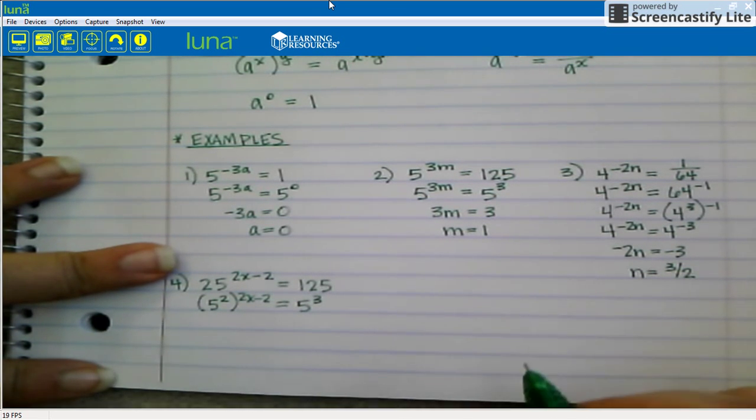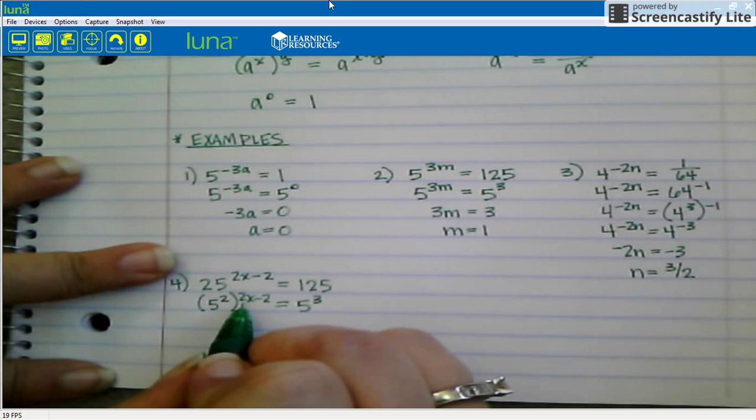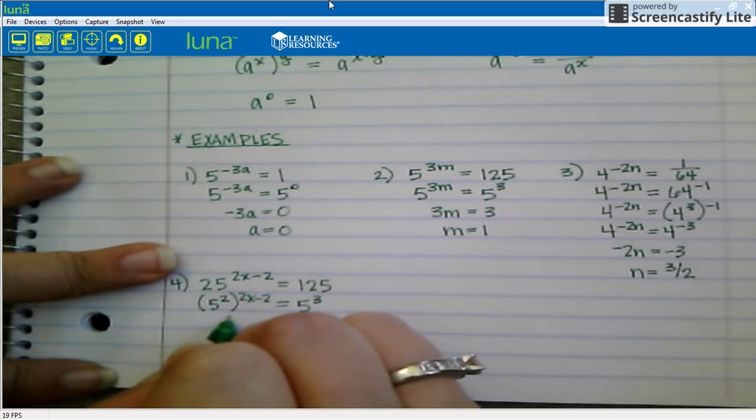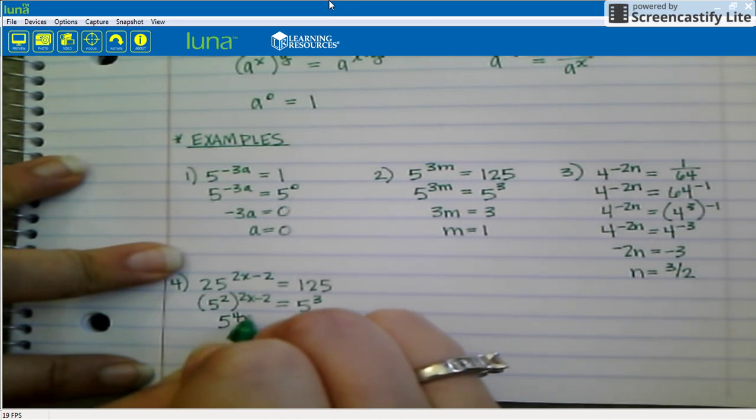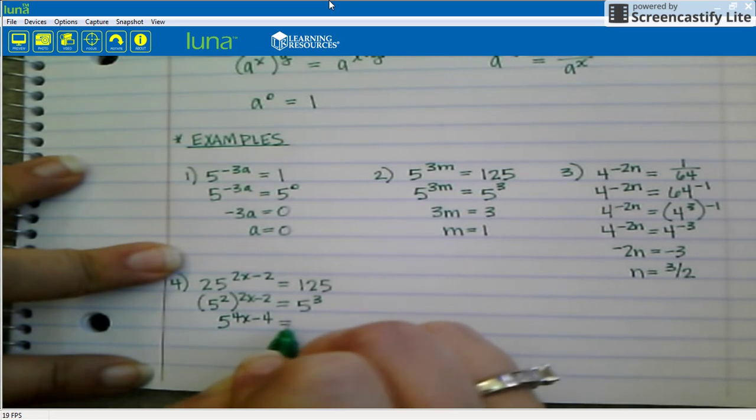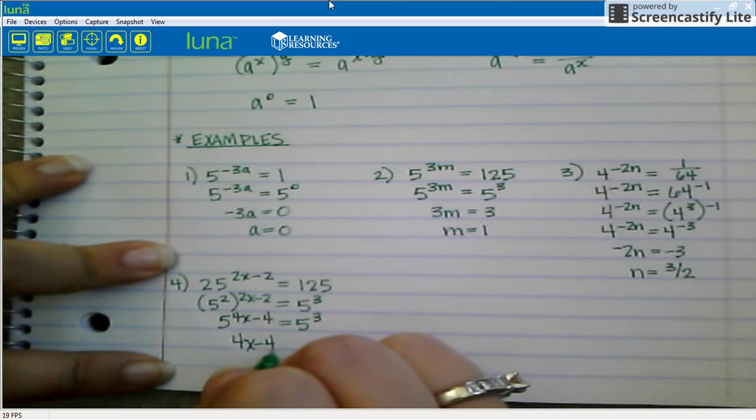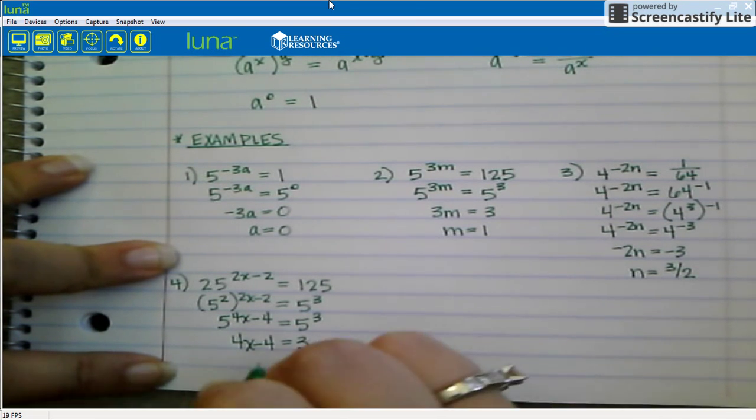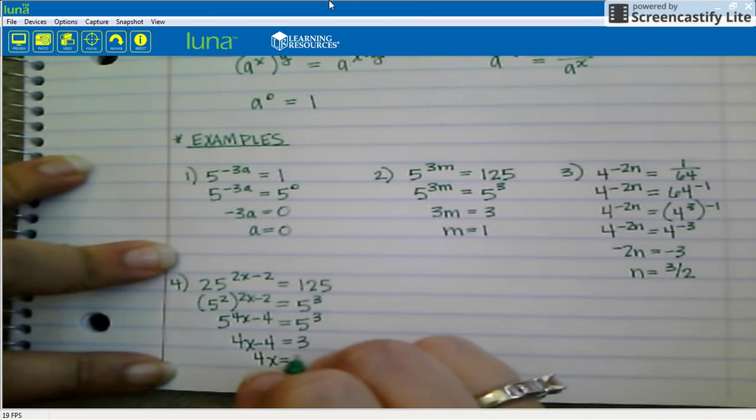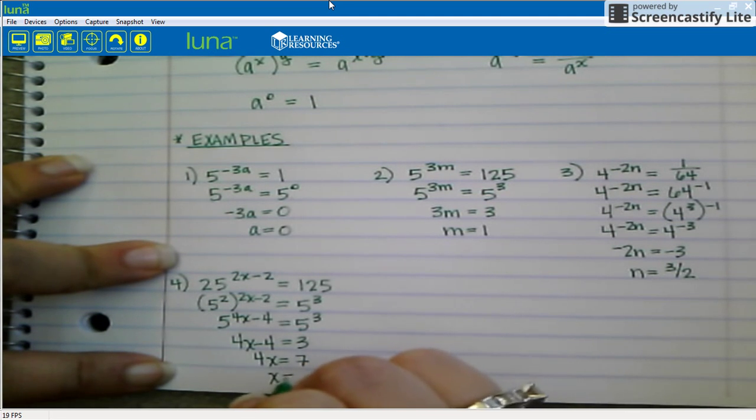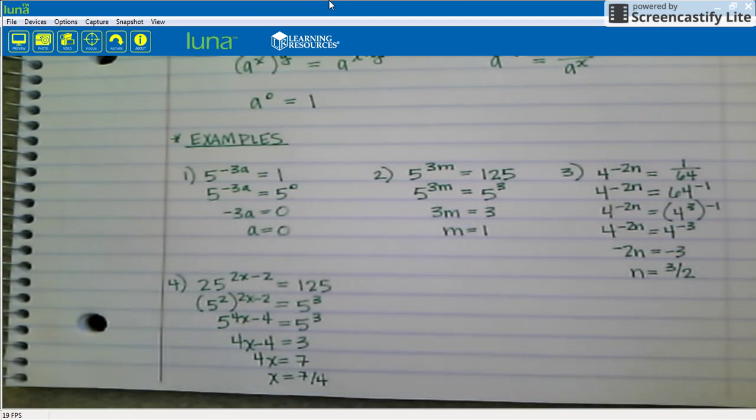So now I have the same base. Well, when I raise a power to a power, I have to multiply the exponents. So I have 5 to the 4x minus 4 power is equal to 5 cubed, which means 4x minus 4 equals 3, 4x equals 7, and x equals 7 over 4.